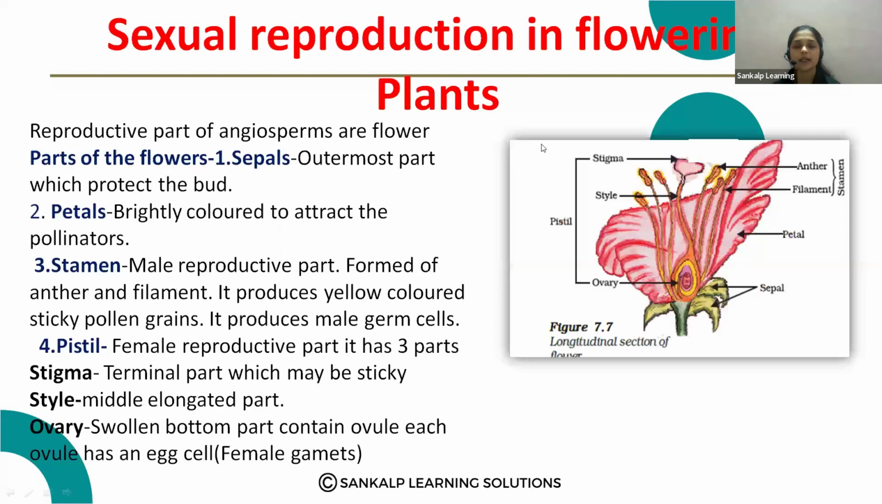ಓಕೆ, then sexual reproduction in flowering plants. So here flowering plants are nothing but the angiosperms. Angiosperms, they are producing the flowers, right? In the flowers you can observe the sexual reproduction in plants, especially in flowering plants, that is, in angiosperms. Then here in plants, flowers are the reproductive structure.